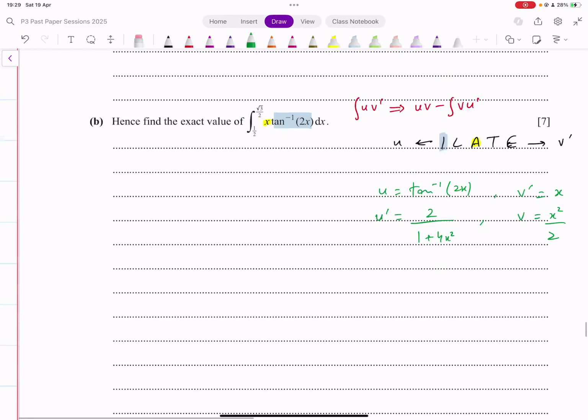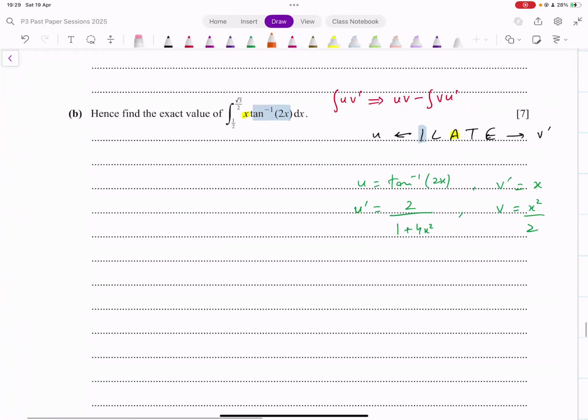All right. Just input values in the formula now. The formula says integration is going to be uv minus integration of vu dash. Let's do that. U as it is, that means tan inverse of 2x, into v, which is x squared over 2, minus integration of vu dash, that means x squared over 2, times u dash, which is 2 over 1 plus 4x squared. Now we have to integrate this thing.